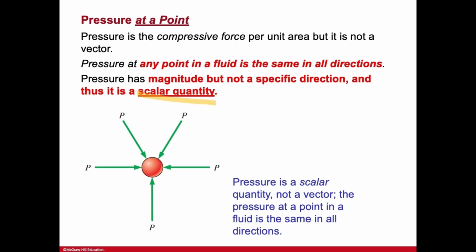because at any given point in a fluid, pressure is the same in all directions. If you have one point in the fluid, any direction that you pick, the pressure value would be the same. Since it's independent of direction, it acts as a scalar quantity, right? It has a magnitude but no specific direction. It seems a bit counterintuitive, and hence the next slide tries to prove this fact.